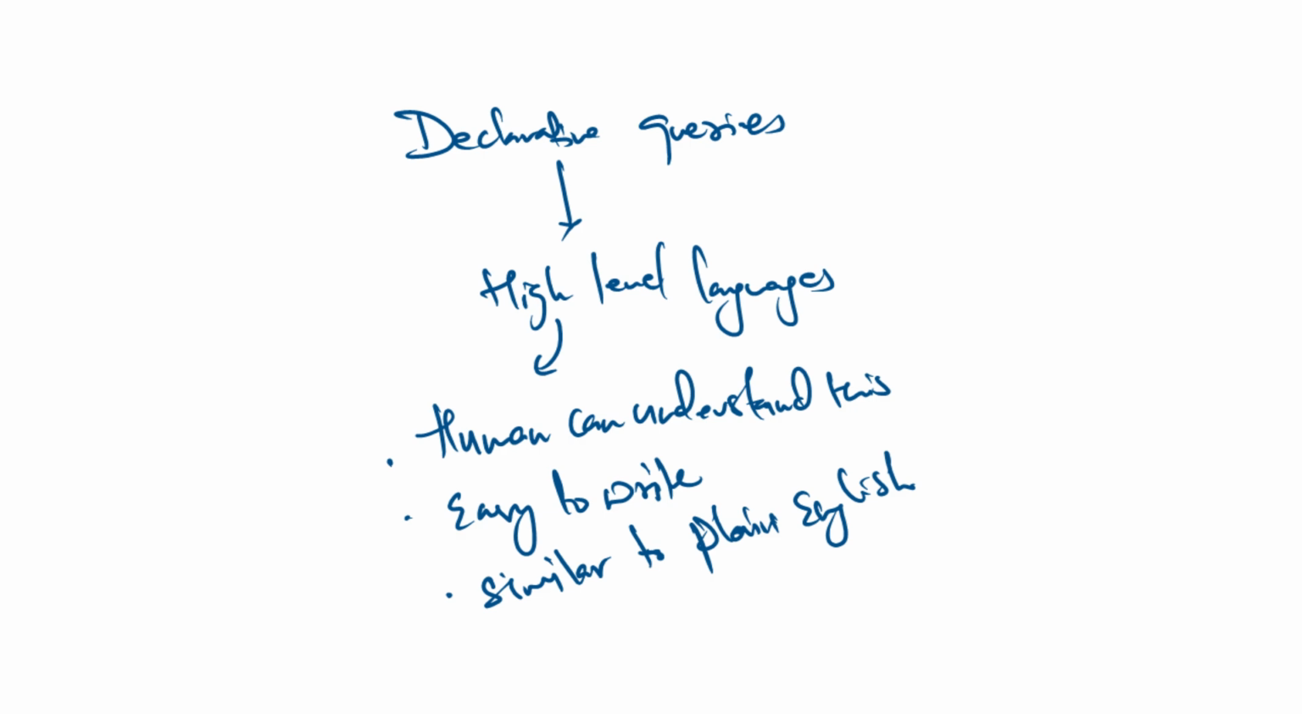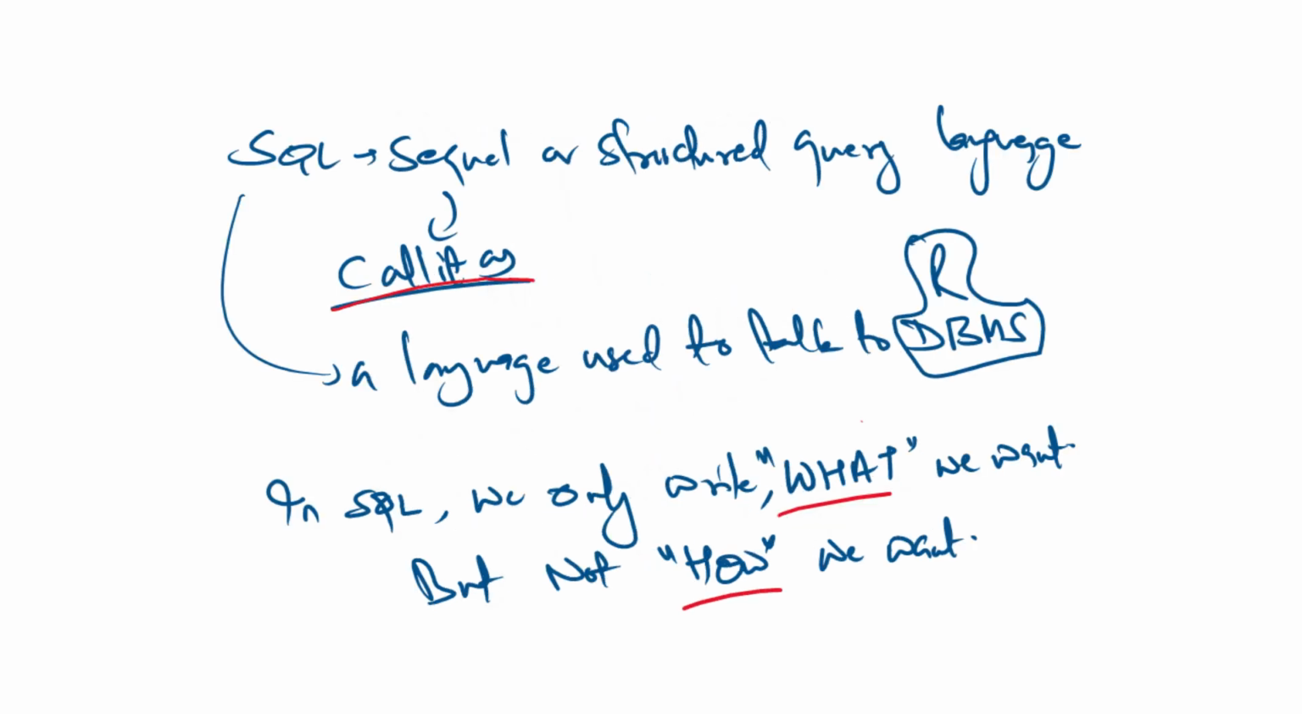Third characteristic is higher-level language. Declarative queries are typically written in high-level query languages, such as SQL, structured query language. SQL is a prime example of a declarative language used for querying relational databases. When you write an SQL query, you specify what data you want to retrieve or manipulate, but you don't write a step-by-step algorithm to fetch or modify the data.